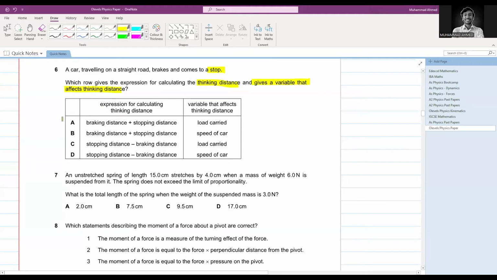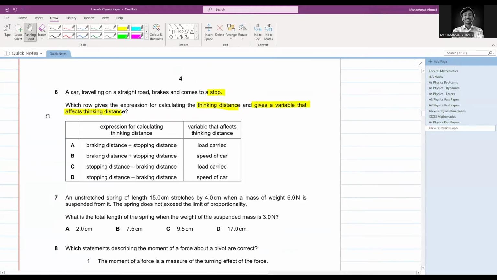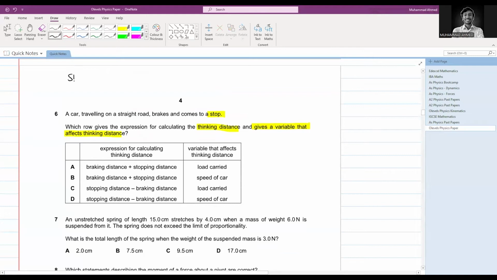Okay. So, do you remember that stopping distance used to be equal to what? Stopping distance used to be equal to the braking distance plus thinking distance. So, if you have to calculate the thinking distance, what will you do? You will take the braking distance to the left hand side. Stopping distance minus braking distance is your thinking distance.